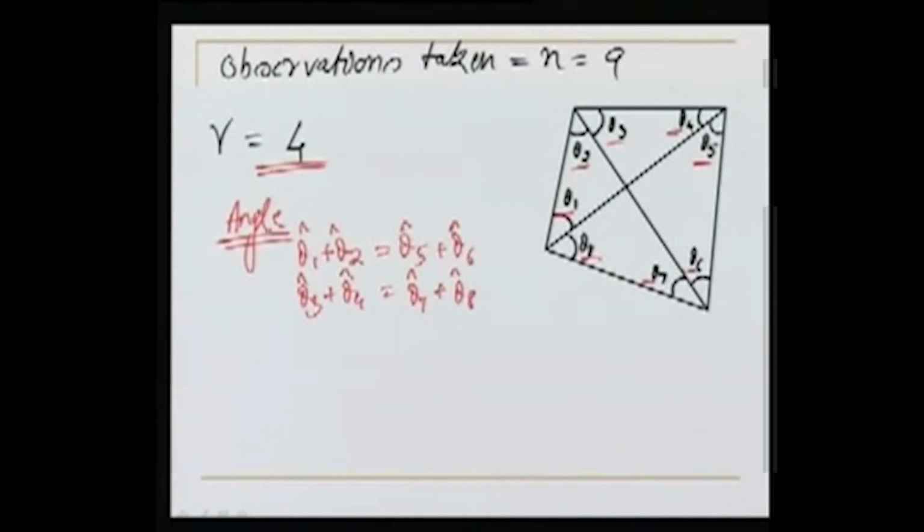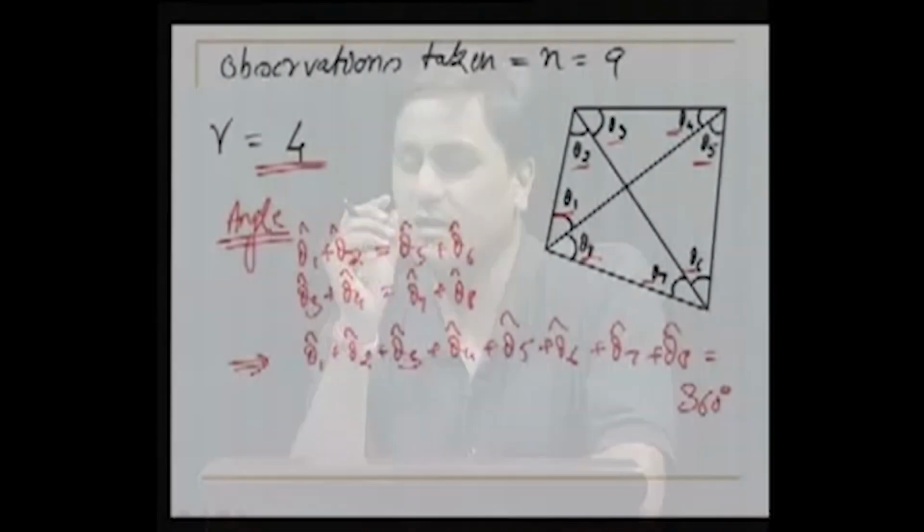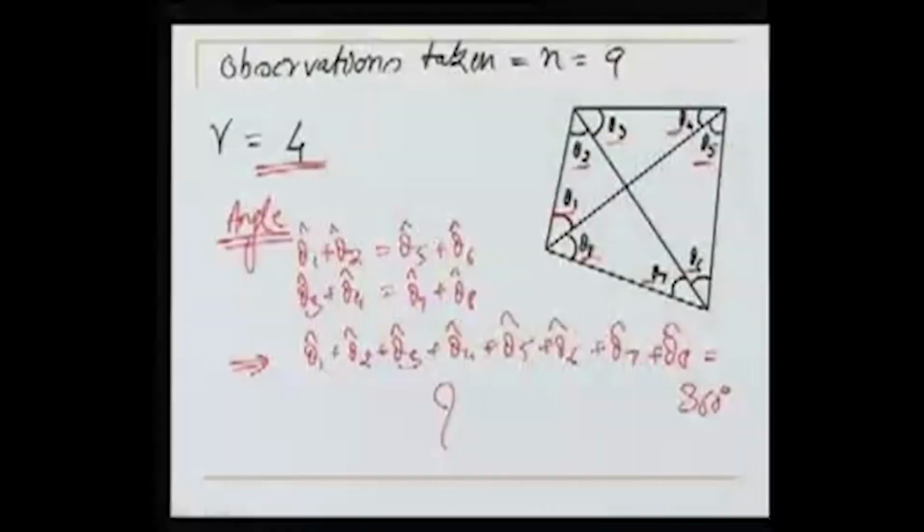Well, I can write one more equation which is independent of these, that is theta 1 hat plus theta 2 hat plus theta 3 hat plus theta 4 hat plus theta 5 hat, theta 6 hat, theta 7 hat plus theta 8 hat. This is equal to 360. So this is also one more condition that I can write. So using the angles, I can write only 3 independent conditions. Now what is the fourth one? Because we need 4 conditions. Okay, what is the fourth condition now?